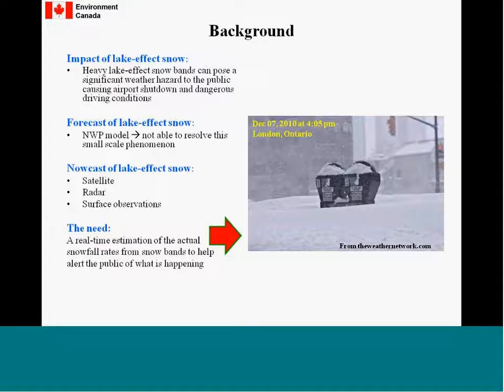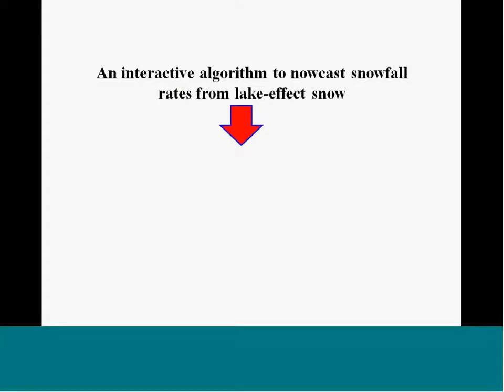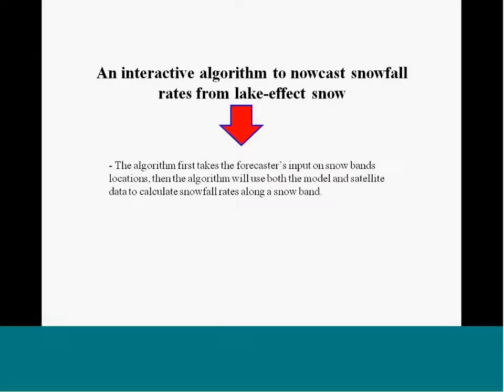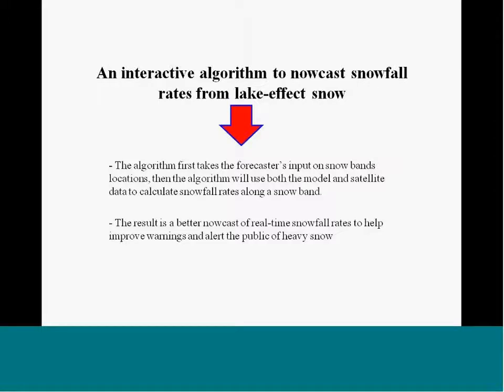Real-time estimation of the snowfall rate from lake effect snow is the topic of what is happening. The interactive algorithm to nowcast snowfall rate from lake effect snow first takes a process input on snow band location and uses both the satellite and model data to estimate snowfall rate along a snow band. So a better nowcast of snowfall rate helps improve warning and alert the public.